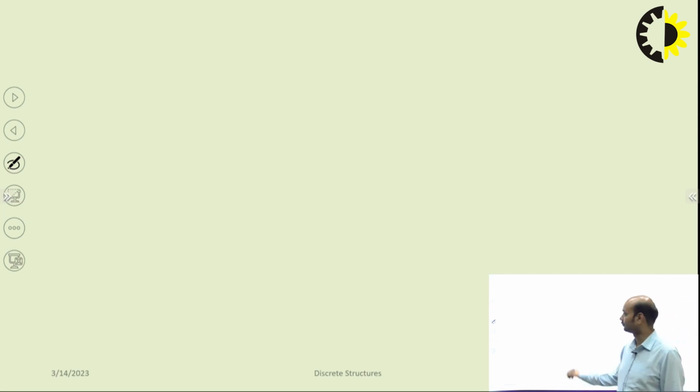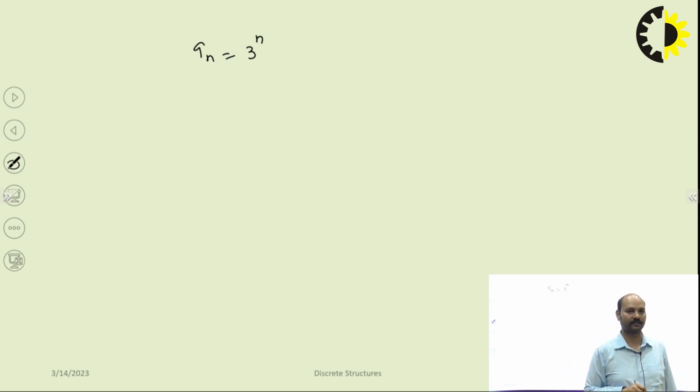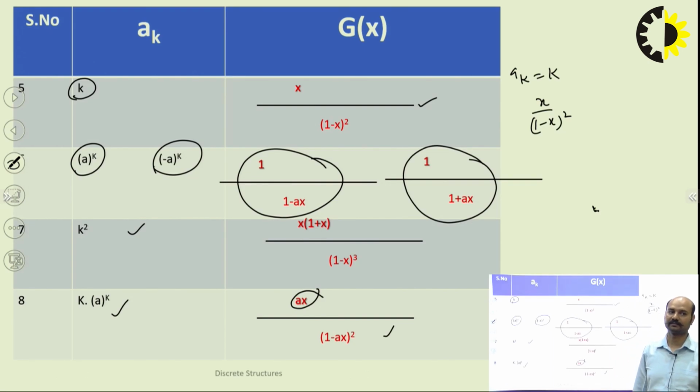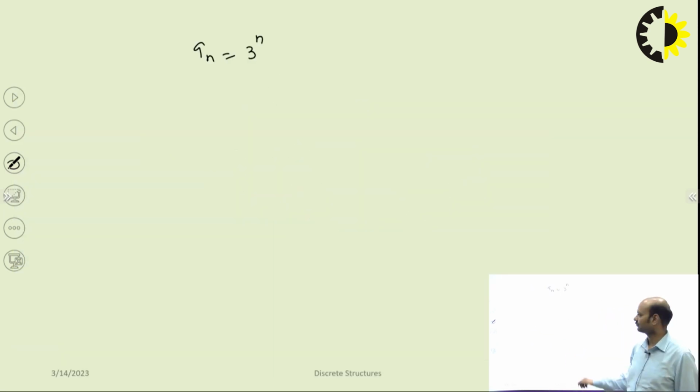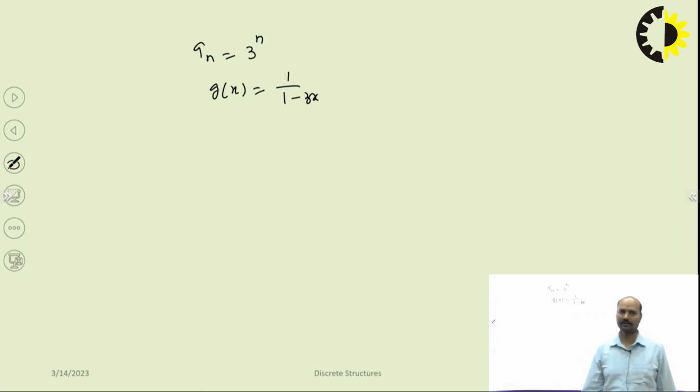We take the next example, if a_n is equal to 3 to the power n, what is the solution? We use the closed formula for this series, that is a to the power k. Then the solution is 1 upon 1 minus ax. So what is the value of g(x)? That is 1 upon 1 minus 3x. So we can solve the recurrence relation easily if it is directly given in the closed formula.